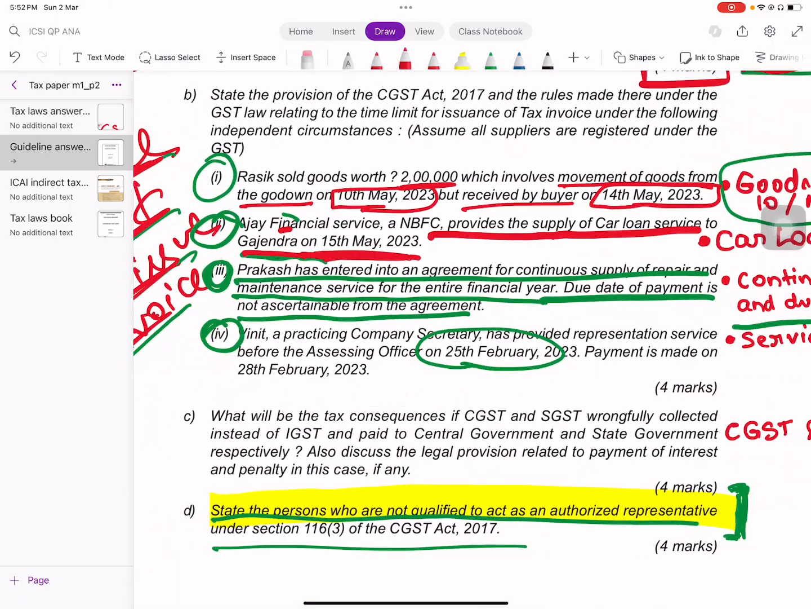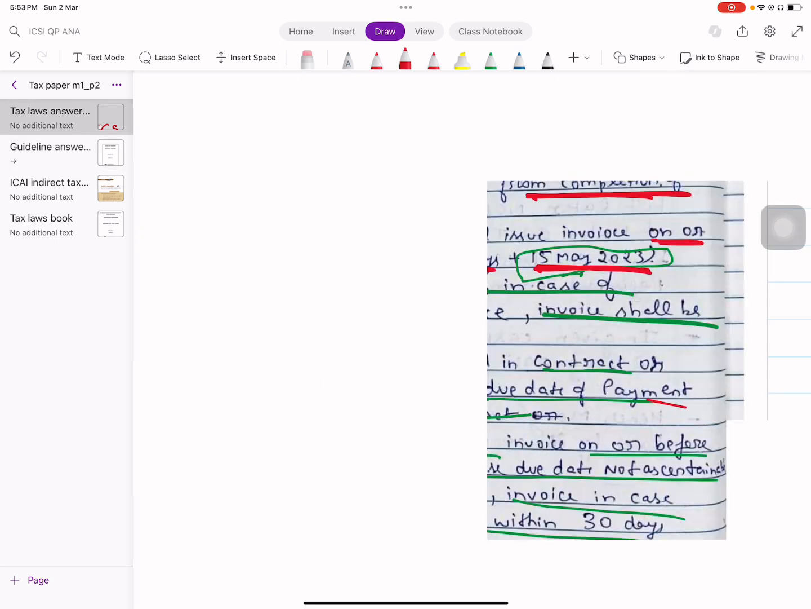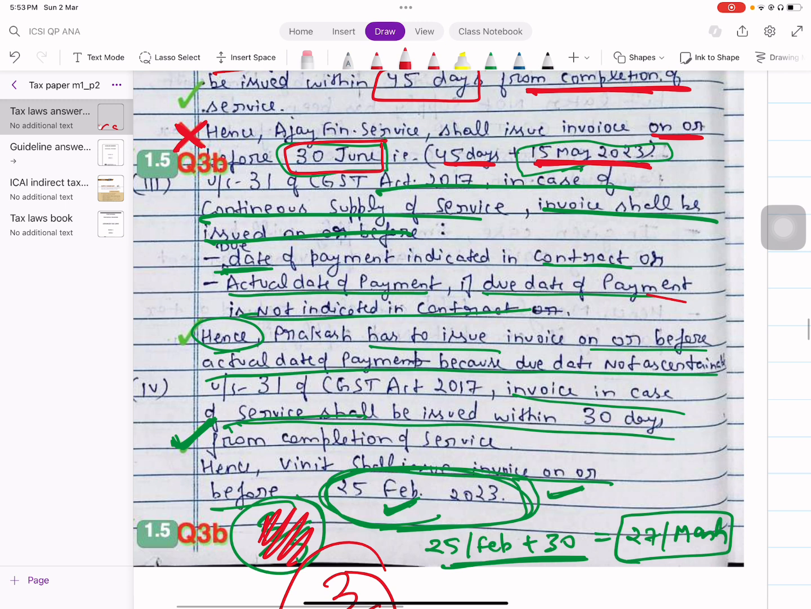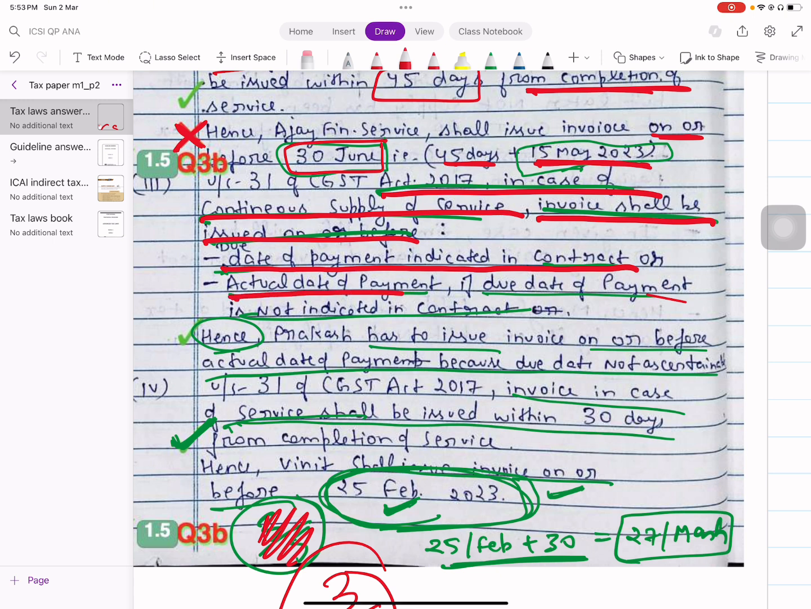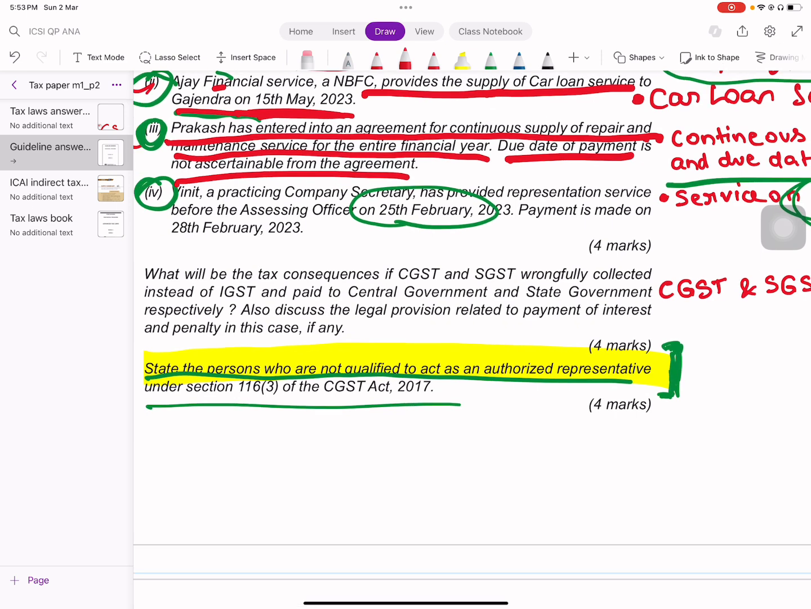Prakash has entered into an agreement for continuous supply of repair and maintenance service for the entire financial year. The due date of payment is not ascertainable. Now under the provisions, in case of continuous supply of service, the invoice shall be issued on or before the date of payment indicated in the contract, or the actual date of payment if the due date of payment is not indicated in the contract. Hence, in the given case, Prakash has to issue the invoice on or before the actual date of payment because the due date is not ascertained.